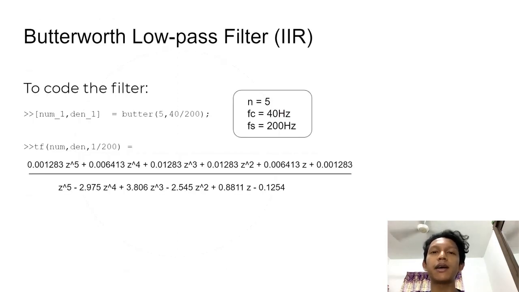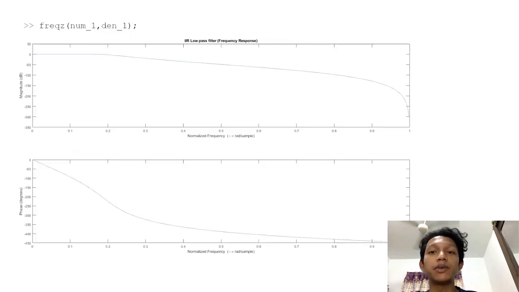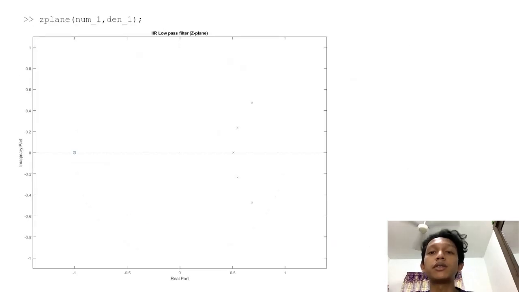Next, we have the IIR low-pass Butterworth filter. The filter order is set to 5th order. The cutoff frequency of the filter is set at 40 Hz. The sampling frequency is 200 Hz. After getting the filter coefficients from the Butter function, we can get the transfer function as shown. We can get the frequency response of the filter by using the function above, and this is the magnitude and phase response of this filter. And this is the plot of the poles and zeros of the filter in z-plane.